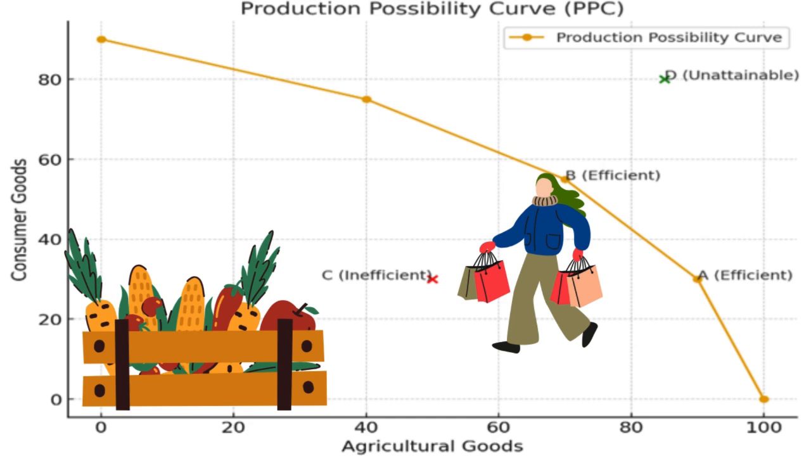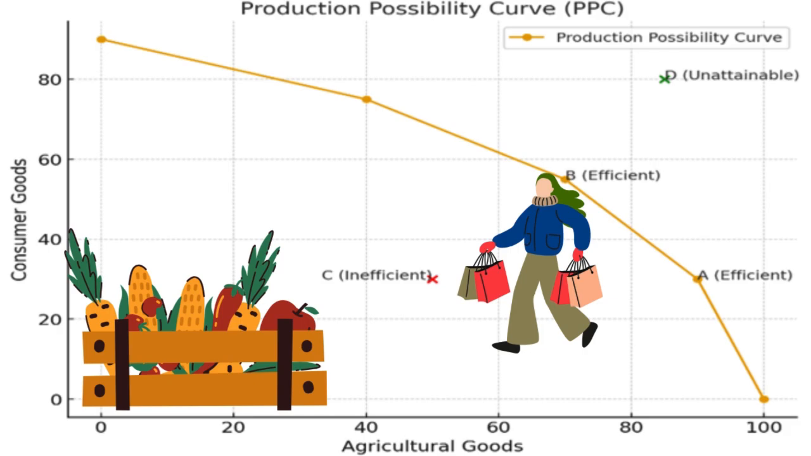Now, what does the curve actually tell us? Firstly, any point on this curve shows efficient use of resources. The economy is producing the maximum possible output. Secondly, any point inside the curve shows underutilization of resources, for example, unemployment or idle capacity. Finally, any point outside the curve is unattainable with current resources and technology.